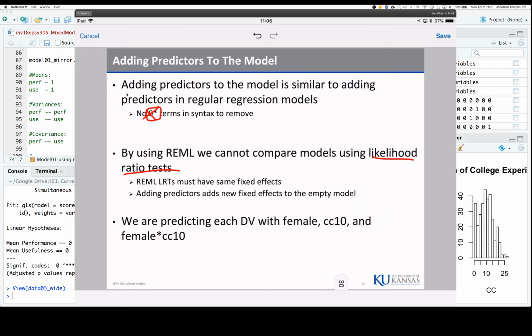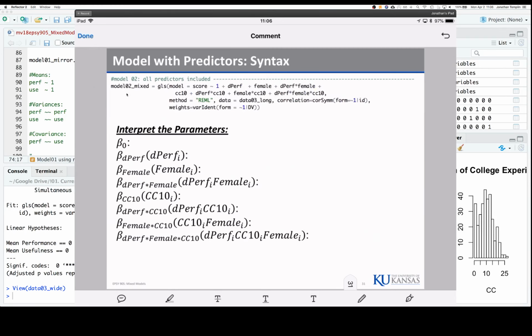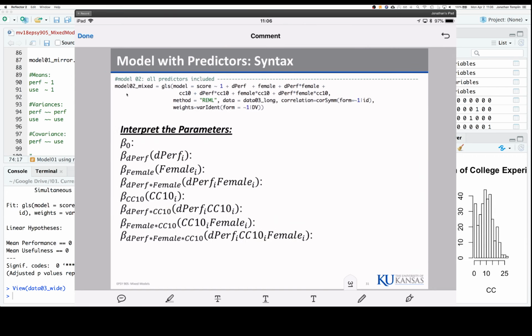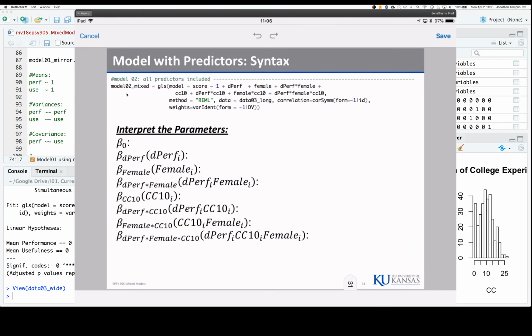So what we're going to do is add in 3 predictors all at once here: female, CC10, and the interaction of the 2. I'm going to walk through what it means and how it works. When we add a variable to predict things, the variable itself has to multiply. We have to not only add that variable, so for instance here we're going to add female as a predictor right up here, but when we do that, we also have to add the interaction of dperf and female. And that's because this dperformance separates the effect of female for both of the dependent variables in the analysis.